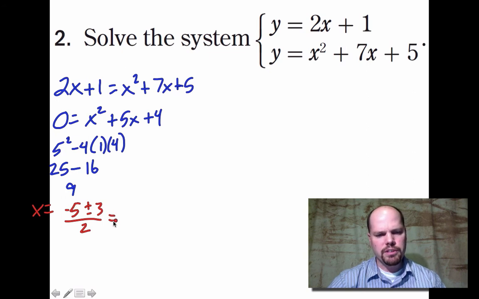For one of them, it's negative 5 plus 3, which is negative 2. Negative 2 over 2 is negative 1. And negative 5 minus 3 is negative 8. Negative 8 divided by 2 is negative 4.